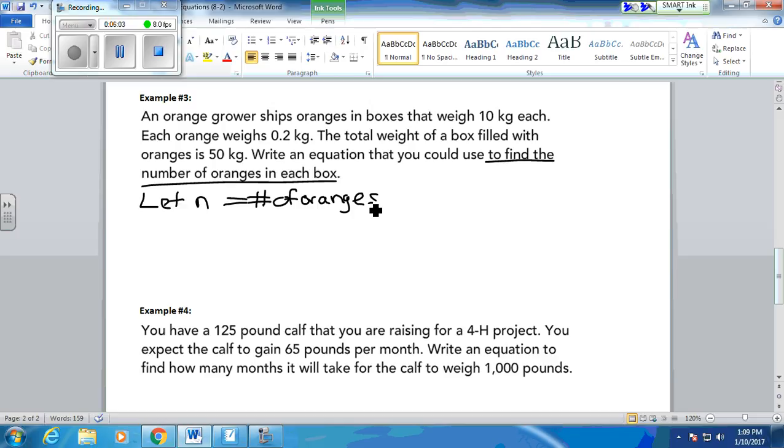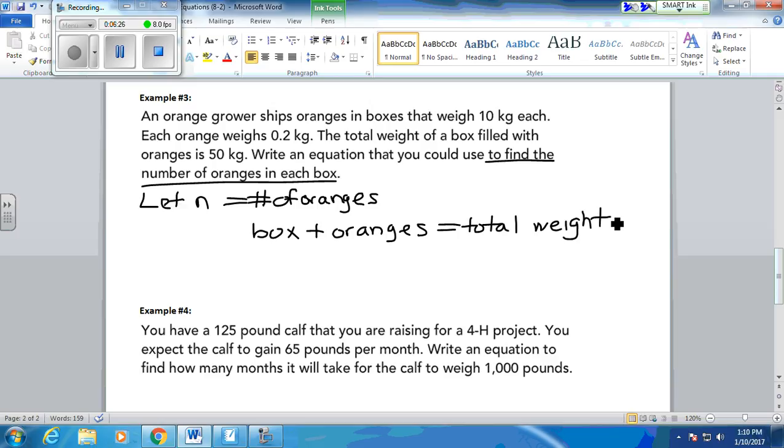So I have to look at how this is mixed up again. The grower ships the oranges in boxes. So he's shipping a box. He's also shipping the oranges. And that equals the total weight. I'm just trying to put this in words for myself first so I understand where everything is going to go.